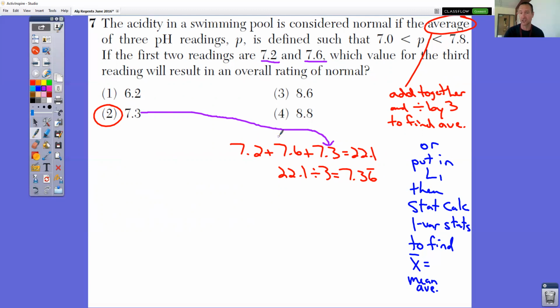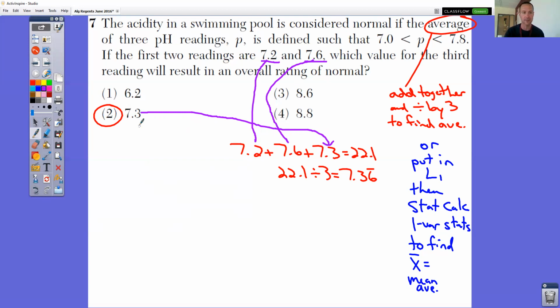Well, again, this is just trial and error. I didn't show the wrong answers here, but the 7.3 is the correct answer. We have our 7.2 that we're getting from here. We have our 7.6 that we're getting from here. When we go to average them, the way that you find an average is to add them all up, just like you find your grades. Add them all up and divide by how many there are. So that's what we're doing here.